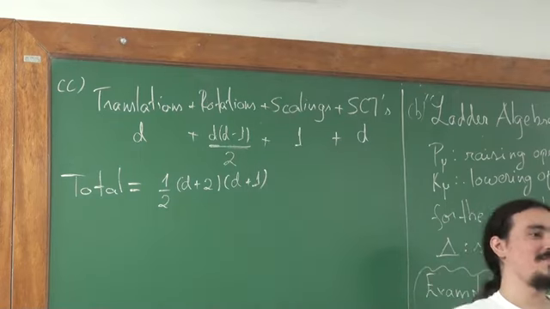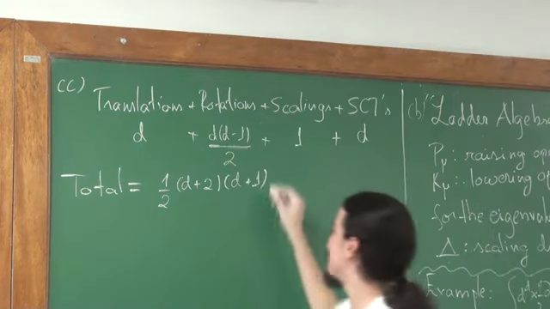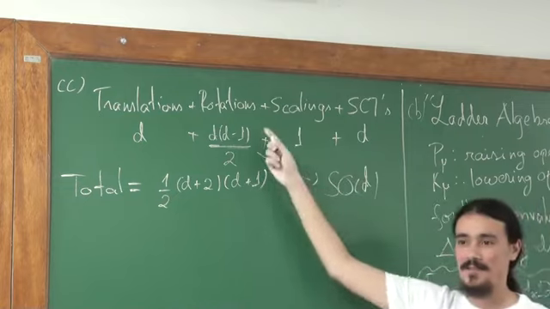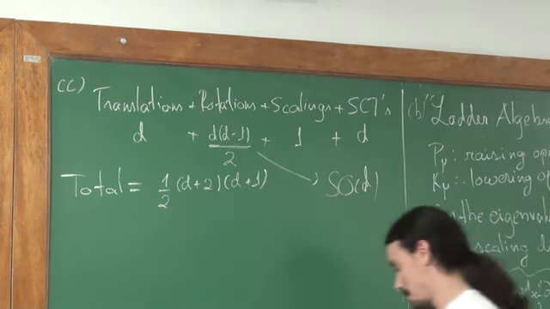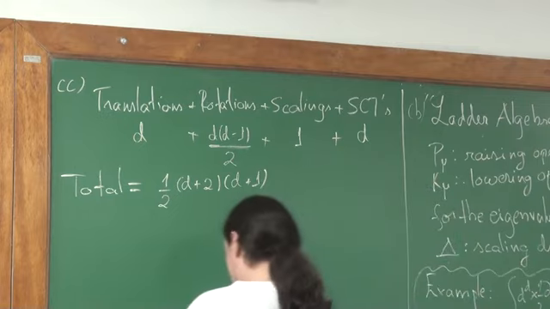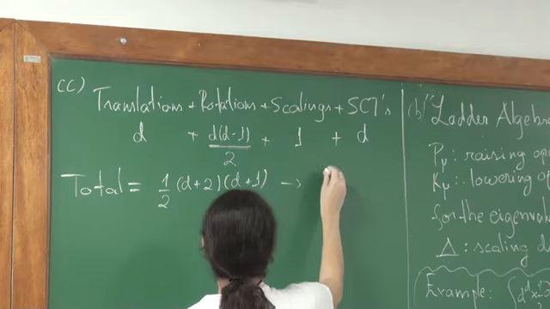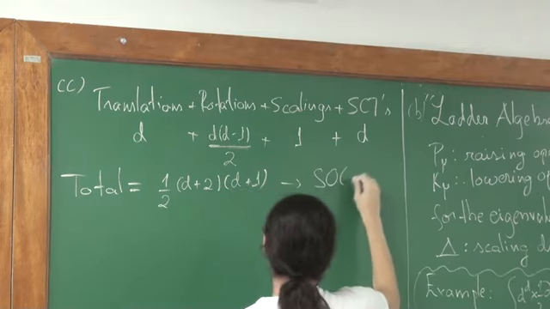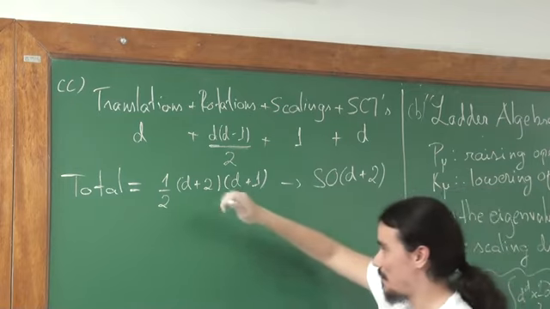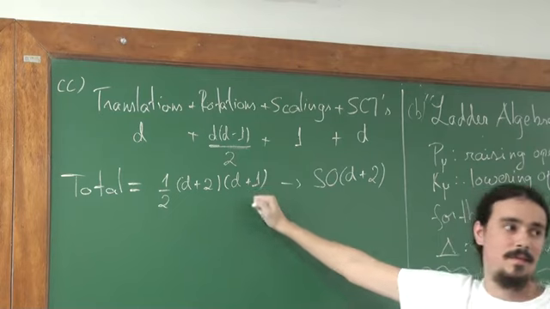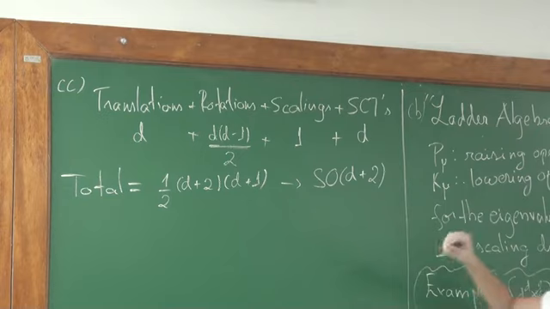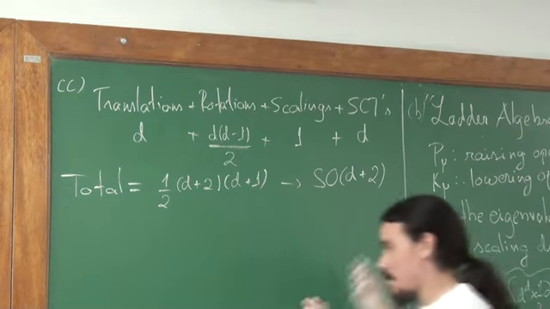Okay, this is SO(D), right? Rotations in D dimensions. So we should have SO(D+2), right? Because then it's D plus 2 choose 2, the same count. So it will be rotations in D plus 2 dimensions. But it could actually be many things.